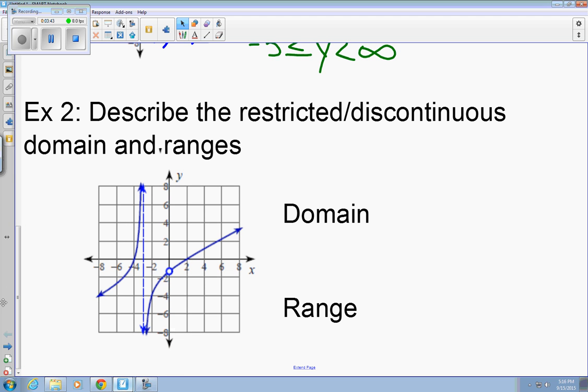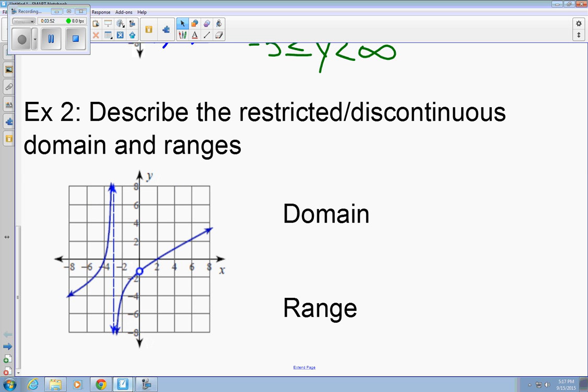Example 2, same thing. You need to describe the restricted or discontinuous domains and ranges. In this graph we have two things going on. We have something we've talked about in class, an asymptote that runs right at x equals -3. That's the equation for the asymptote. Then there's this other thing we have not talked about. It looks like a hole, and that's actually what we call it, a hole. That hole is at x equals, and we always talk about the x value in this case, 0.